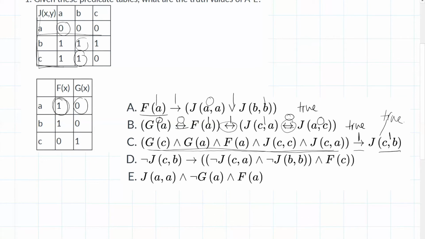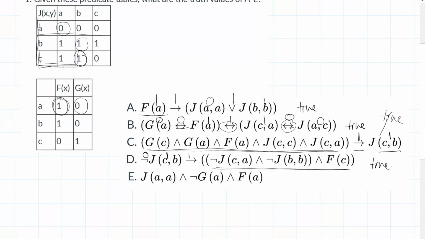And formula D, we've got another arrow. Let's see what JCB is. JCB is true. The negation of it will be false. And again, I have now a 0 arrow something else. So I know that whatever the value of the second half turns out to be, the whole arrow is going to be true. So this one is true.